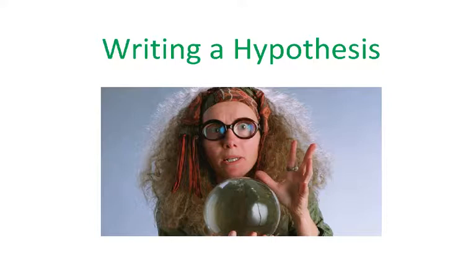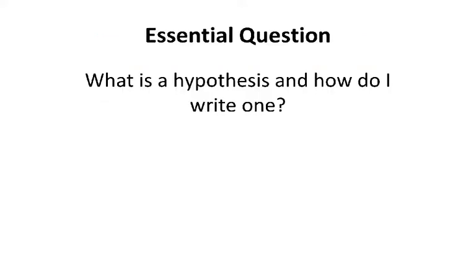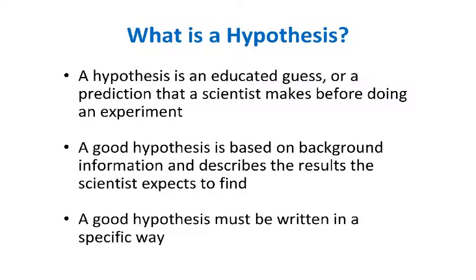So as you will see at the top of slide 19, the top of your hypothesis Cornell notes, you will see an essential question. And the essential question for this set of notes is, what is a hypothesis and how do I write one? So we're going to be talking about what a hypothesis is. We're going to define the word, and then we are also going to talk about how to write one.